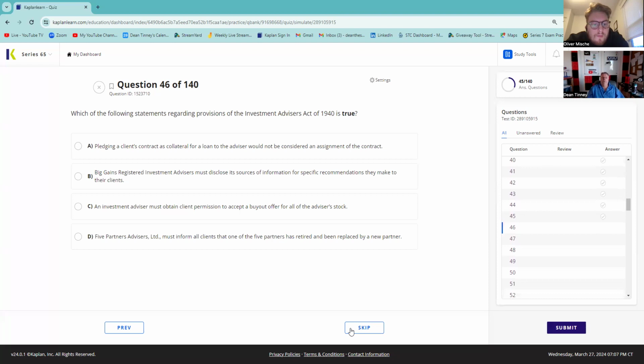Which of the following statements regarding provisions of the Investment Advisers Act of 1940 is true? Pledging the contract as collateral to a loan wouldn't be considered assignment.